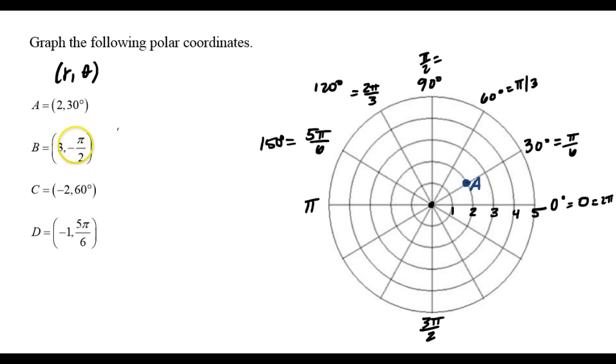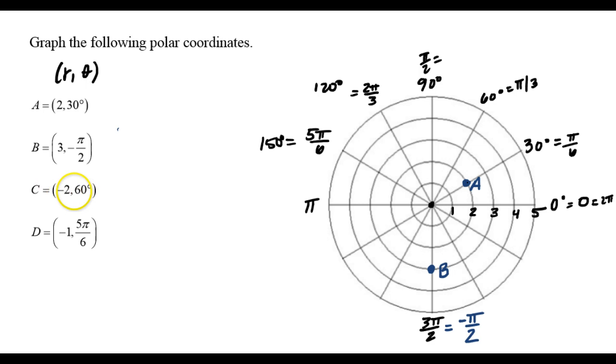So since our angle is negative pi over 2, negative angles mean we go clockwise from 0. So even though this is 3 pi over 2, it's coterminal to negative pi over 2, so these are equivalent angles. So now I know that I'm going to be along this ray here from the pole to negative pi over 2, and because my directed distance is positive 3, I'm going to walk toward my angle of negative pi over 2 and go out to the third ring. And I'm going to fill in that point and then label it the point B.